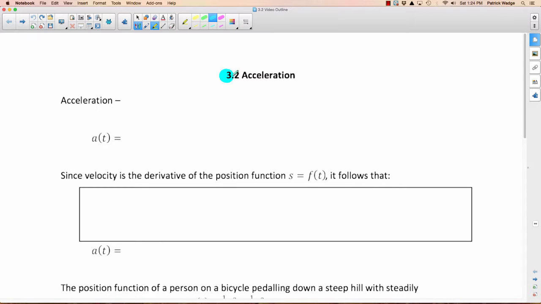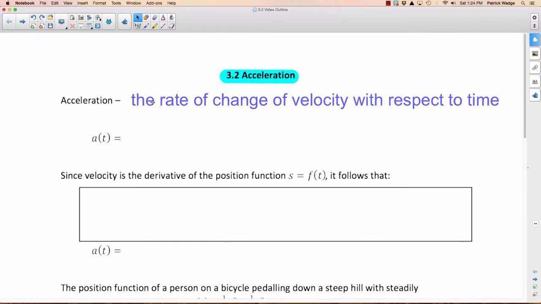Section 3.2 is on acceleration, and we are going to speed through this section. Okay, so acceleration, if you've taken physics or if you're taking it, acceleration is the change in velocity over change in time. The rate of change of velocity with respect to time. A rate of change of velocity. You know what that sounds a lot like? It sounds like you would take the derivative of the velocity, and you'll have acceleration.